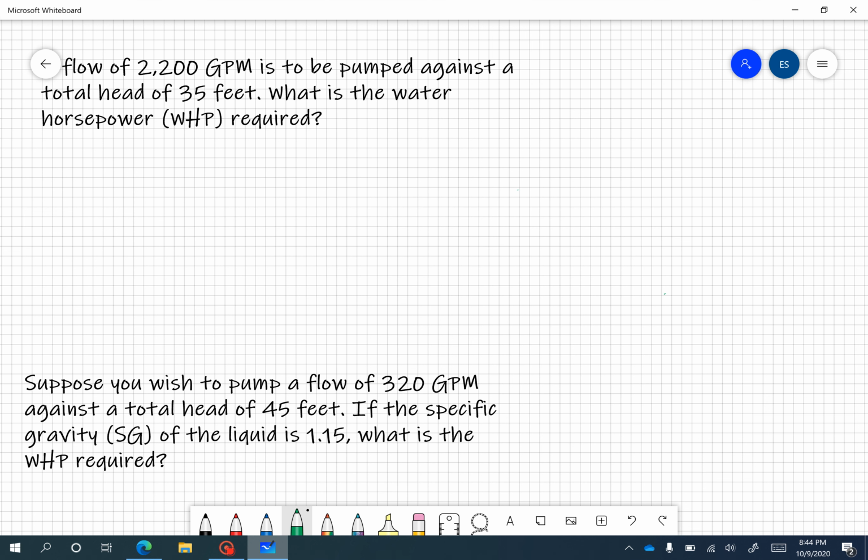So let's go ahead and write this formula over here. Flow in gallons per minute times feet of head divided by 3960.